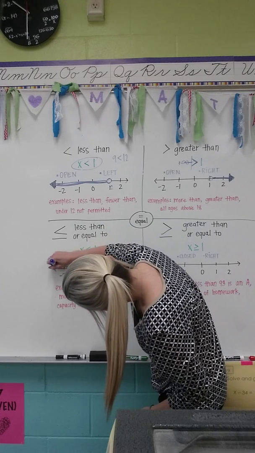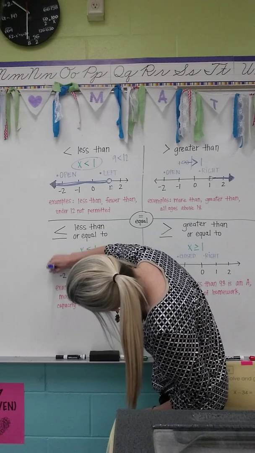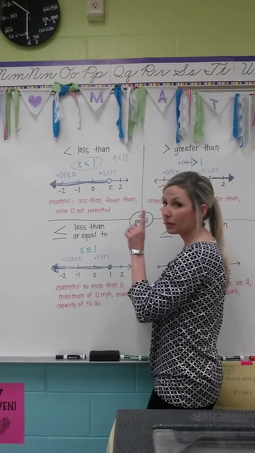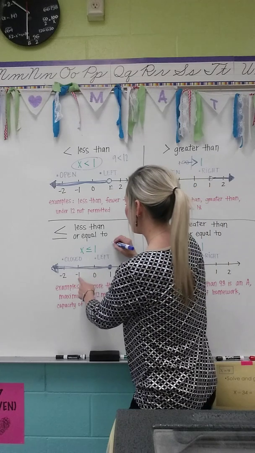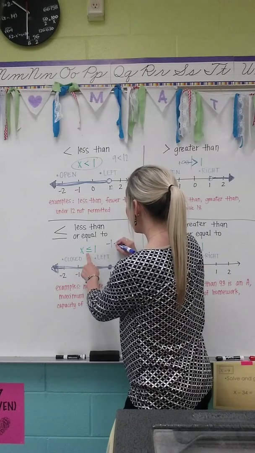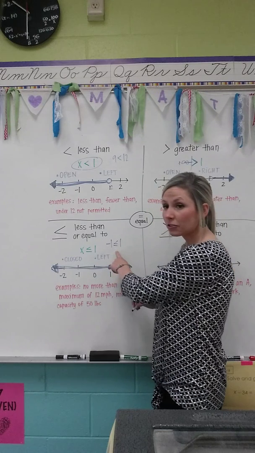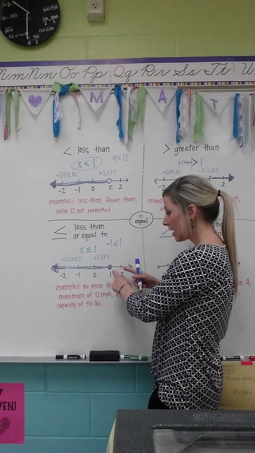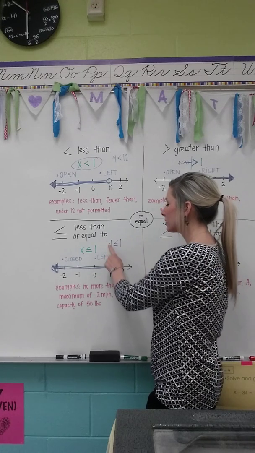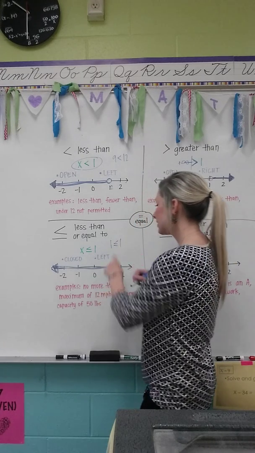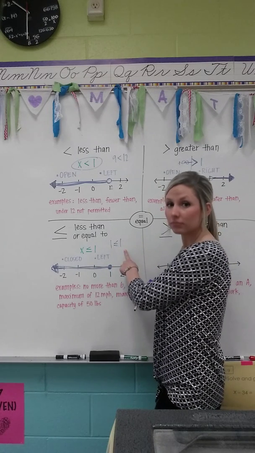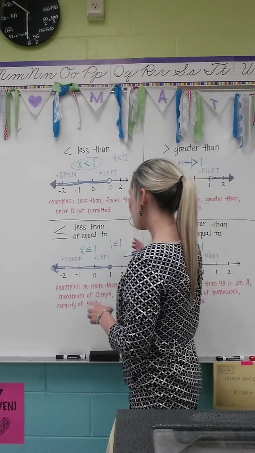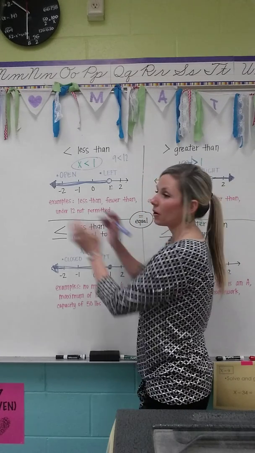For example, if I take any number that's shaded on this number line and put it in place of x, it's going to be a true statement. Let's say negative 1. Negative 1 is less than or equal to 1, that's true. Negative 1 is actually less than 1. But because 1 is shaded, let's see if 1 works. 1 is less than or equal to 1. Is that true? Yeah, because 1 is equal to 1. So this is going to be a closed circle, and it's going to be going to the left.